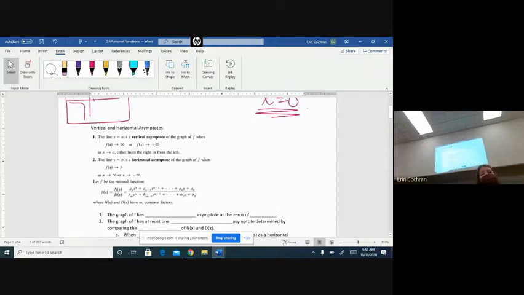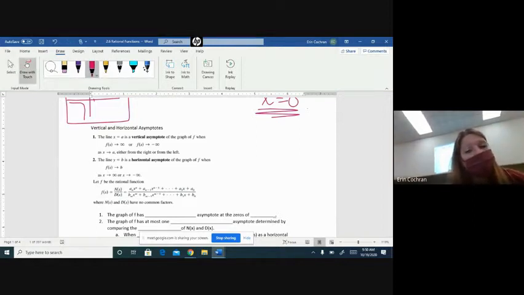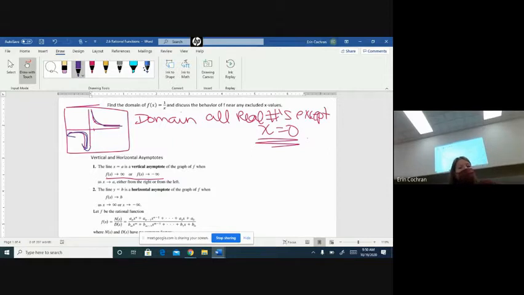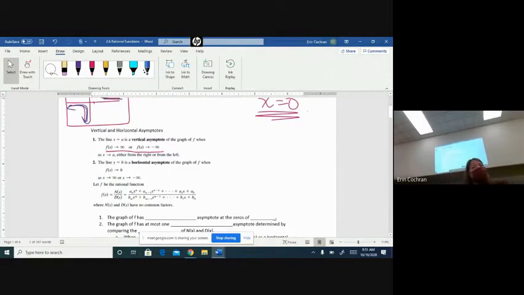The line x equals a is a vertical asymptote of the graph of f of x when f of x approaches infinity or f of x approaches negative infinity as x approaches a, either from the right or the left. Just like up here, we approach them, but we actually never cross them, right? The line y equals b is the horizontal asymptote of f when f of x approaches b. Same thing in that sense.